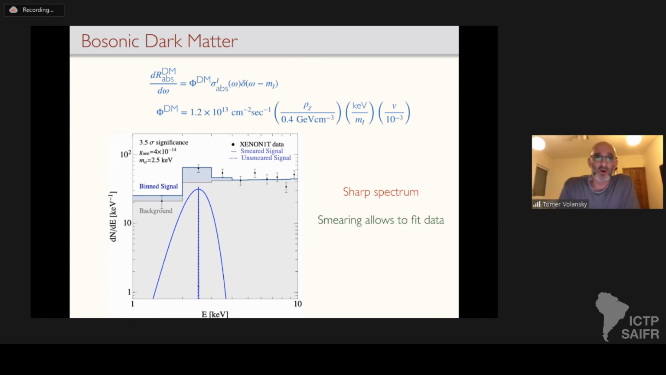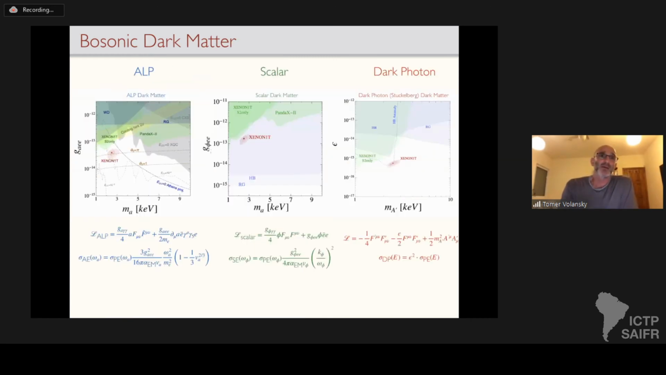So I'm not going to go through all of this because it's going to take too much time, but let me just point out that you could study dark matter for the photon dark matter, scalar dark matter, or Alp dark matter, axion-like particles. Dark photon is relatively viable. The scalar is excluded, and it's excluded by star cooling.